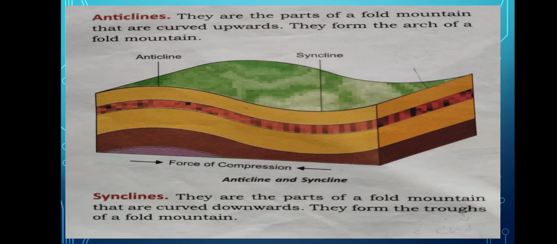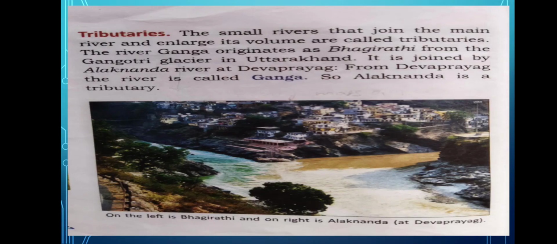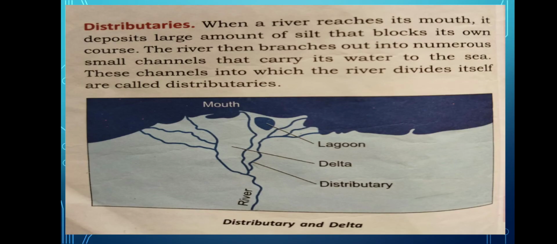Now, anticlines are also covered in this diagram. Anticlines are parts of the fold mountains that are curved upwards and form an arch of the fold mountains. Synclines are the parts of the fold mountains that are curved downwards. They form the troughs of fold mountains. Why are we discussing only rivers and water bodies here? Because this is also part of a map. When we learn about maps, this will not be visible like that, that's why they make different diagrams.